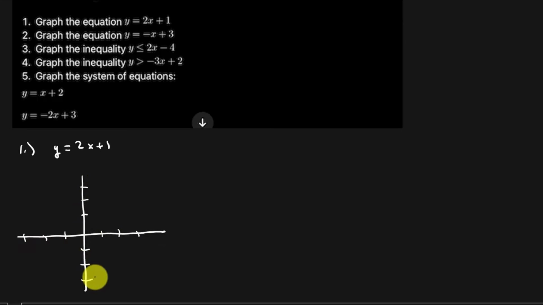All right, so number one, let's graph y equals 2x plus 1. For this problem, we have a slope of 2 over 1, and we have a y-intercept of (0, 1). So we're going to use the y-intercept and the slope. When I plot the point (0, 1), there's my y-intercept. And then remember, your slope is rise over run. So I'm going to go up 2 units and to the right 1 unit, and that would be my next point. And so there's my graph.